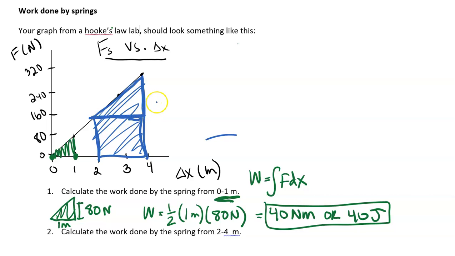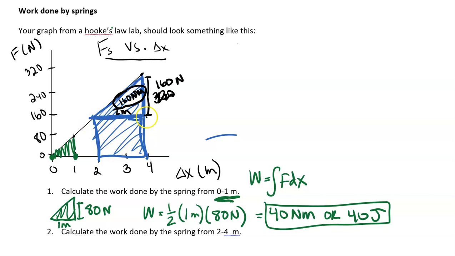So let's see, what is the area of the top? The base is 2. To go from 2 to 4, we have 2 meters. The height is 160 to 320, which is, oh my goodness, if I can write, silly. So 160 newtons. So we do 1/2 base times height using the area of a triangle, and we get 160 newton meters, or 160 joules for the top triangle.